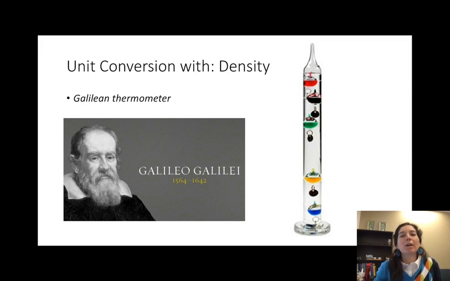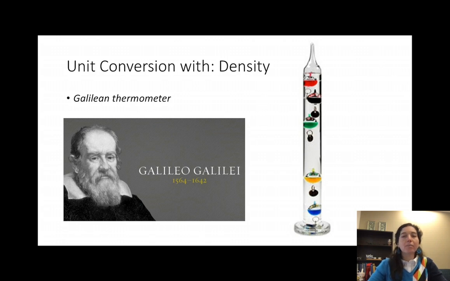In this video, we're going to cover density and unit conversions involving density. So for this quiz, you're going to need a calculator. So if you want to grab a calculator, feel free to go ahead and do that.